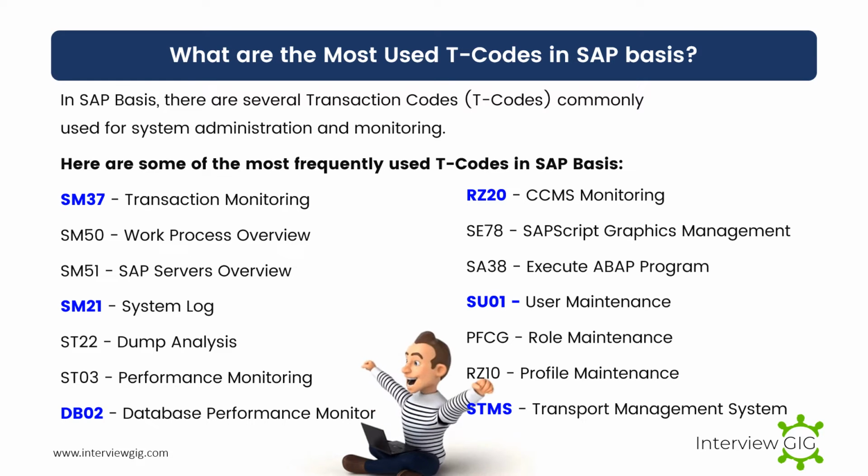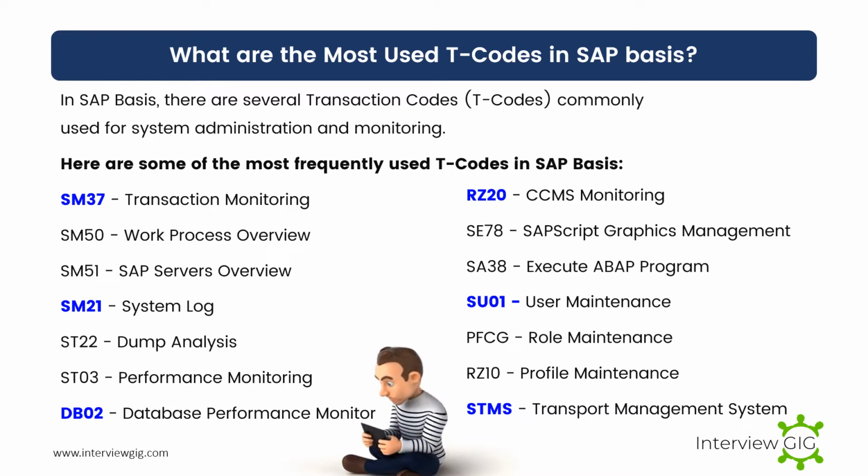What are the most used T-codes in SAP Basis? In SAP Basis, there are several transaction codes, T-codes, commonly used for system administration and monitoring. Here are some of the most frequently used T-codes in SAP Basis. SM37, Transaction Monitoring. SM50, Work Process Overview. SM51, SAP Servers Overview. SM21, System Log. ST22, Dump Analysis. ST03, Performance Monitoring. DB02, Database Performance Monitor. RZ20, CCMS Monitoring.